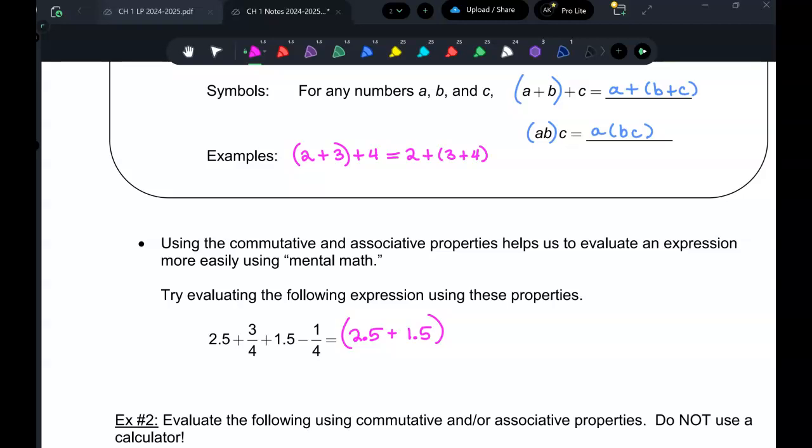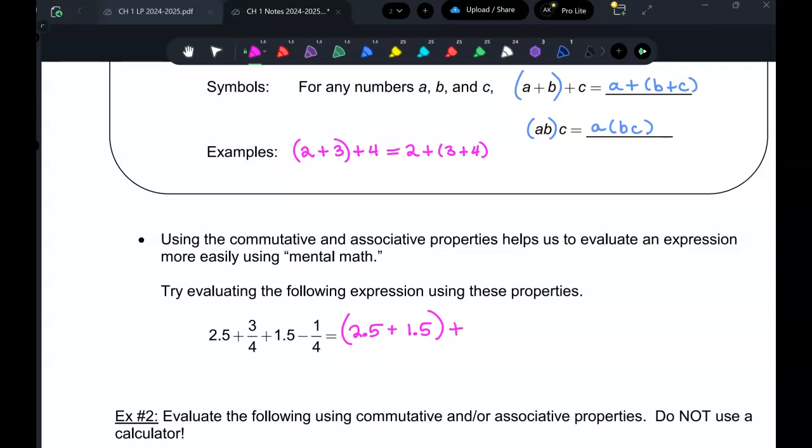3 point, no, well, 4, that's a negative. And then I want to add 4 plus, that's a negative, that's okay. I'm still grouping. 4 plus 2/4, which is... Do you understand what I've done?